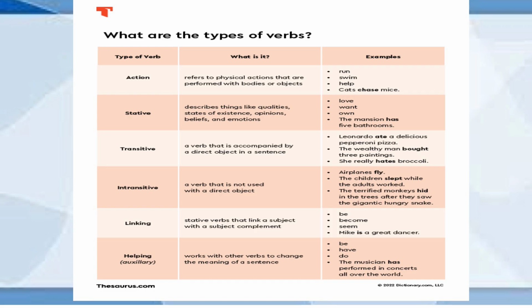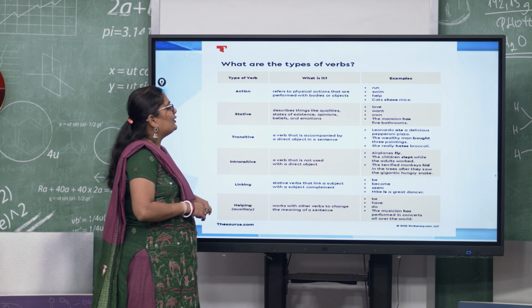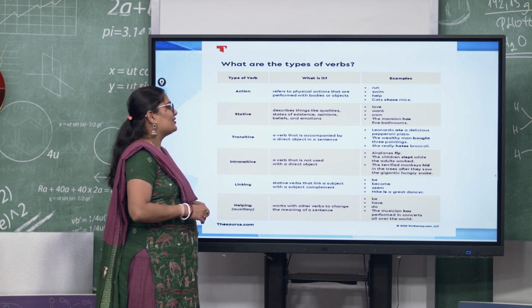Transitive, intransitive, linking, and auxiliary. Please pay attention while I explain these categories. So, action and stative have been explained. Now, we come on to transitive. What is a transitive verb? It is a verb which is accompanied by a direct object in a sentence. Let me give you a few examples. Leonardo ate a delicious pepperoni pizza.